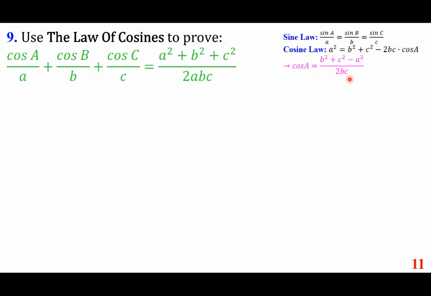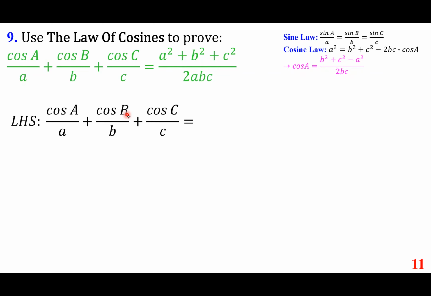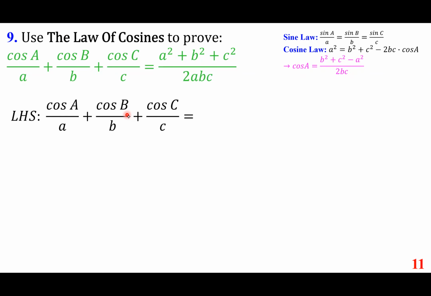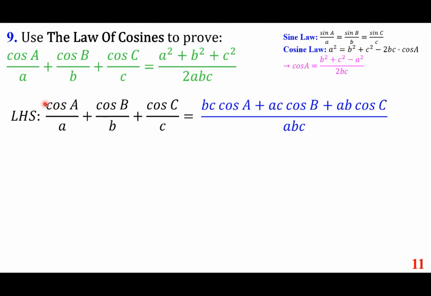So what we do, we start with one side. For example, we start with the left-hand side, and we take a common denominator of ABC. So if we take a common denominator, LCD would be ABC. So this would be cosine A times B times C. This would be cosine B times A times C. This would be cosine C times A times B, and we put those first. For example, for cosine A, we would write BC cosine A. We write them in this sketch.